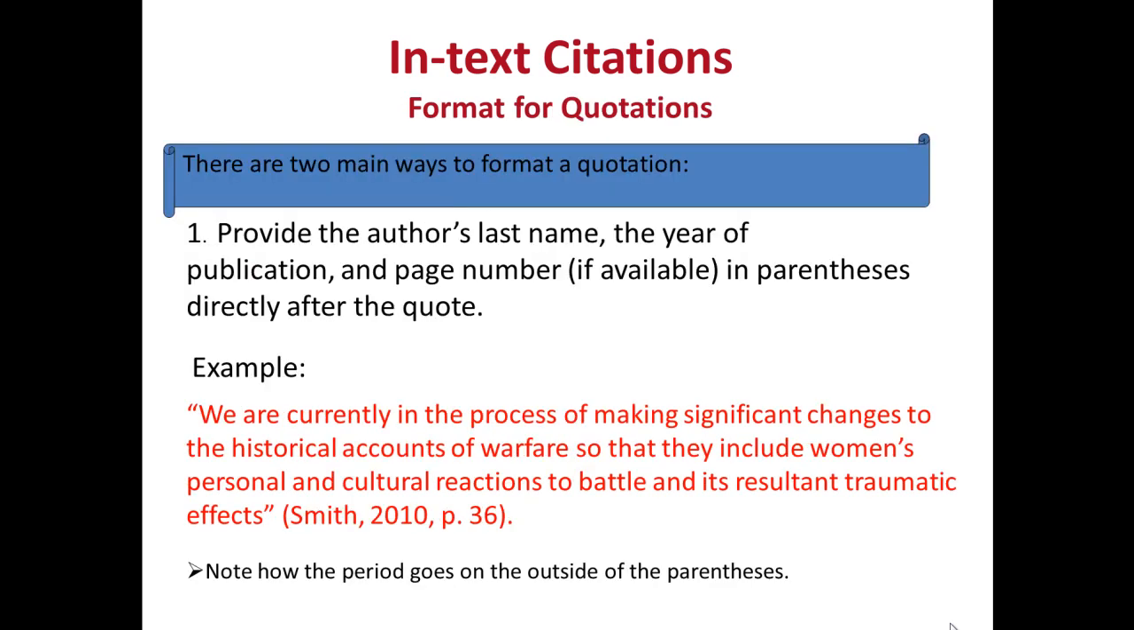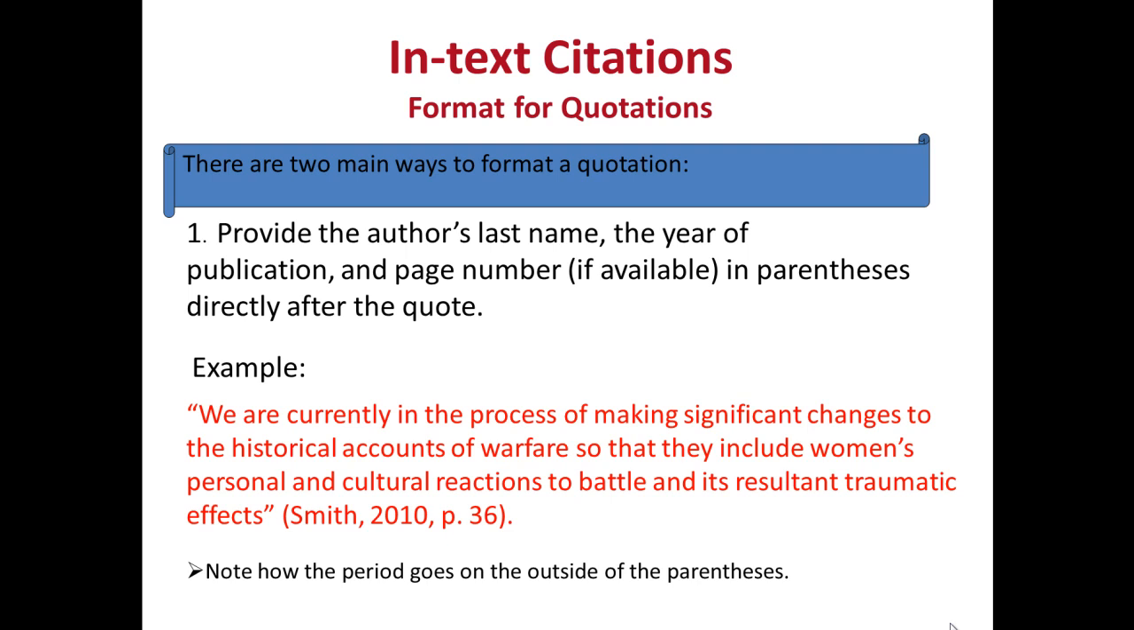Next, we will move on to formatting in-text citations for quotations. Again, there are two main ways to format an in-text citation for a quotation. The first is to provide the author's last name, the year of publication, and the page number, if available, in parentheses directly after the quote.